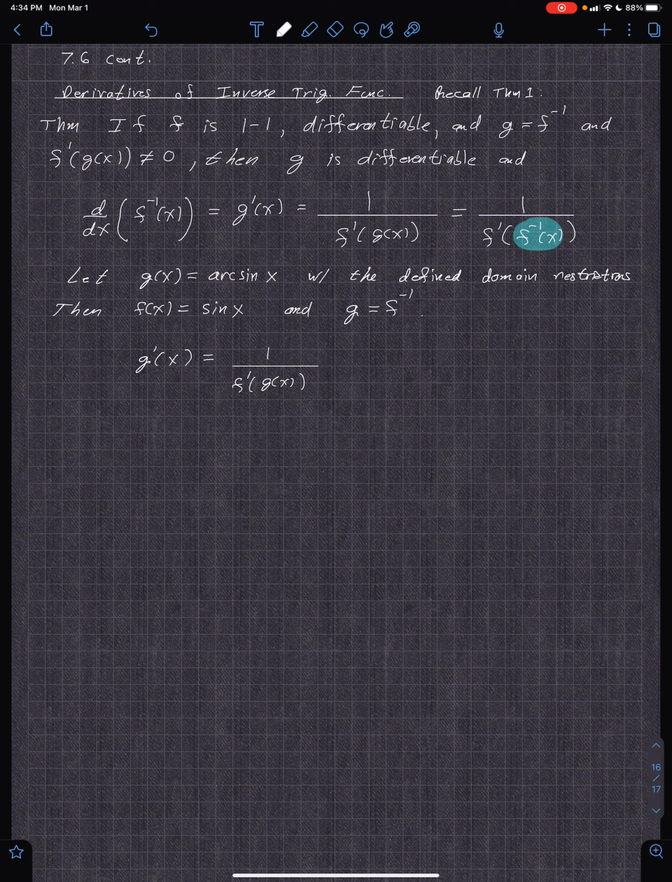So now substitute in what we know. Here's f of x, and f prime is cosine x. So then g prime of x would be 1 over f prime of g of x. So that would be cosine of sine inverse of x.